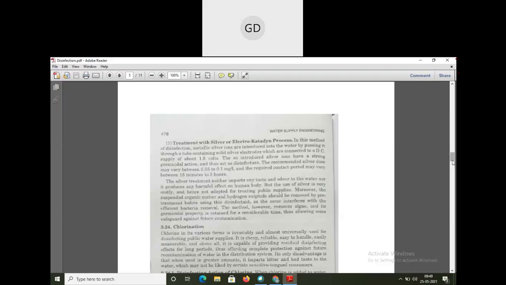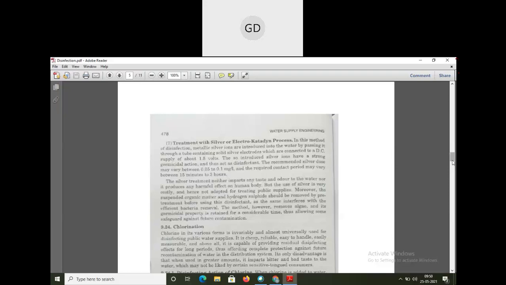So what is the dose of silver that you have to use? It is 0.05 to 0.1 milligram per liter, and the contact period may vary from 15 minutes to 3 hours. Okay, so this is all about the disinfecting methods you can use for removing the bacteria present in water.